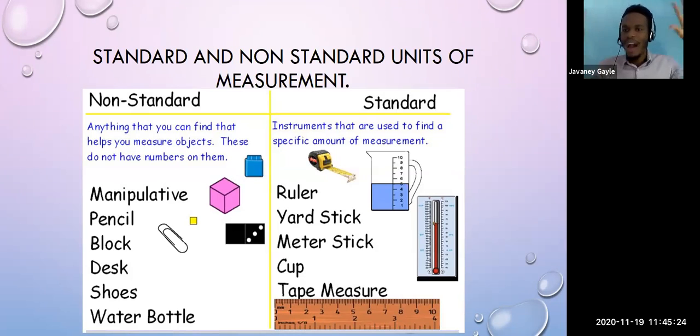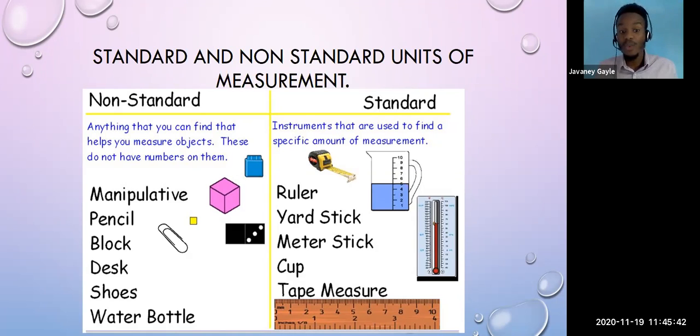Remember that when we talk about non-standard, we mean when we use our hands or our foot or pens, anything we can find to measure, anything at all, the handspan and so on. But we know that is not always good. That is why we have things like our rulers and so on to measure. So our standard units of measurement now are our rulers, our meter sticks.